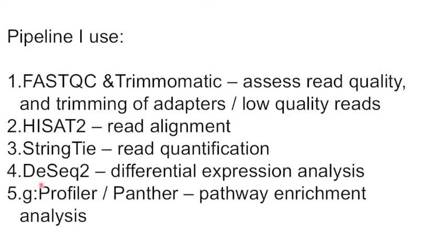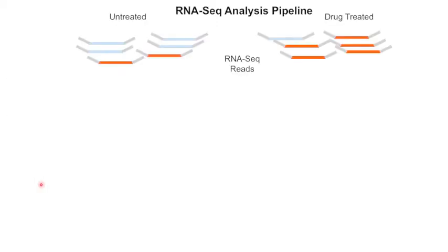for pathway enrichment analysis. Now to give you a more visual idea of what I'm talking about, I made this animation for you. So imagine these are your raw RNA sequencing reads. This is for your untreated setup, and this is for your drug-treated setup. As I said, the first thing we need to do is to trim out all of these adapters and low-quality reads. So imagine these gray bars are your adapters.